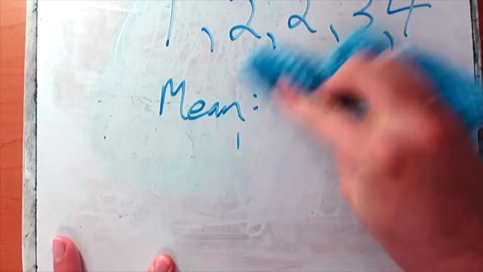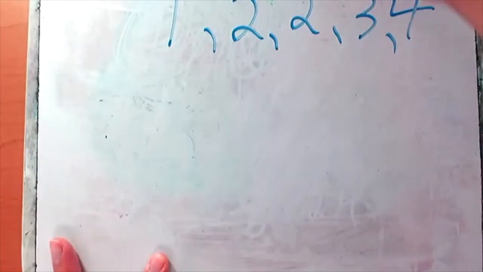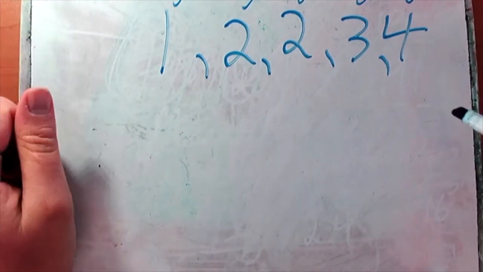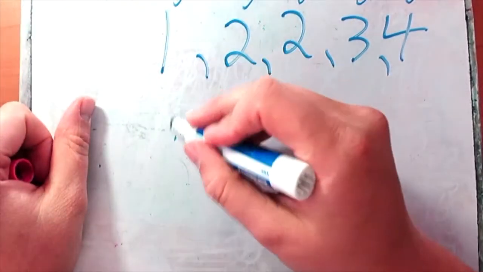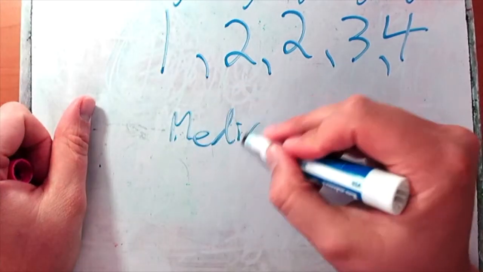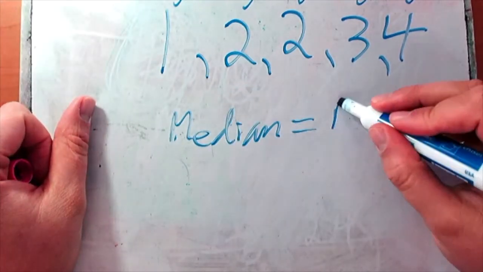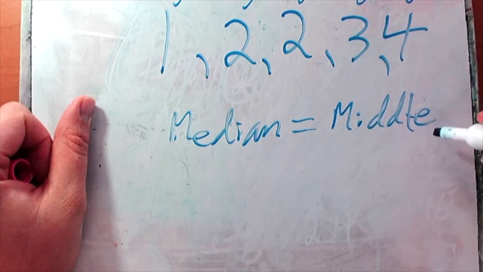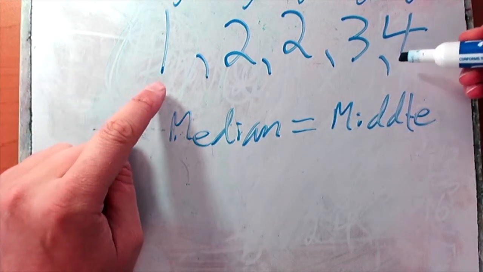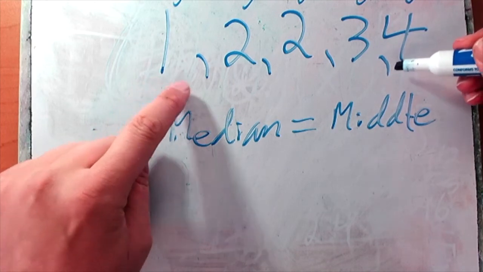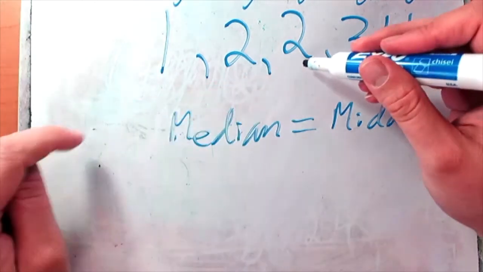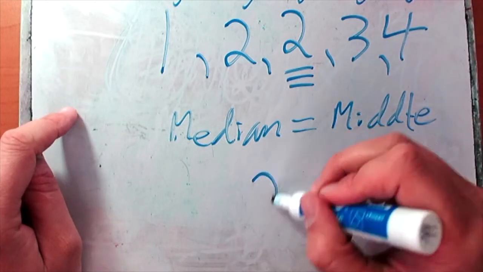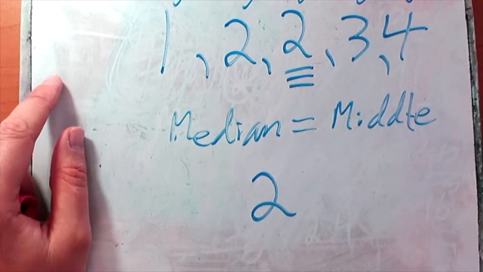Now that was the mean. Now the median, this is another statistical measure. The median is the middle. So the middle number is literally, counting in from the outside, here. It is 2. So the median is 2 in this case.